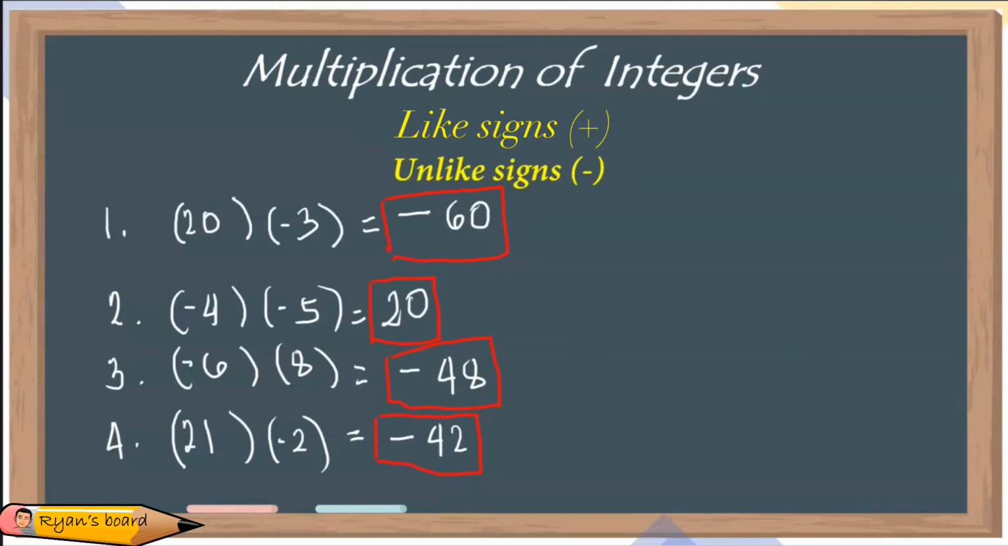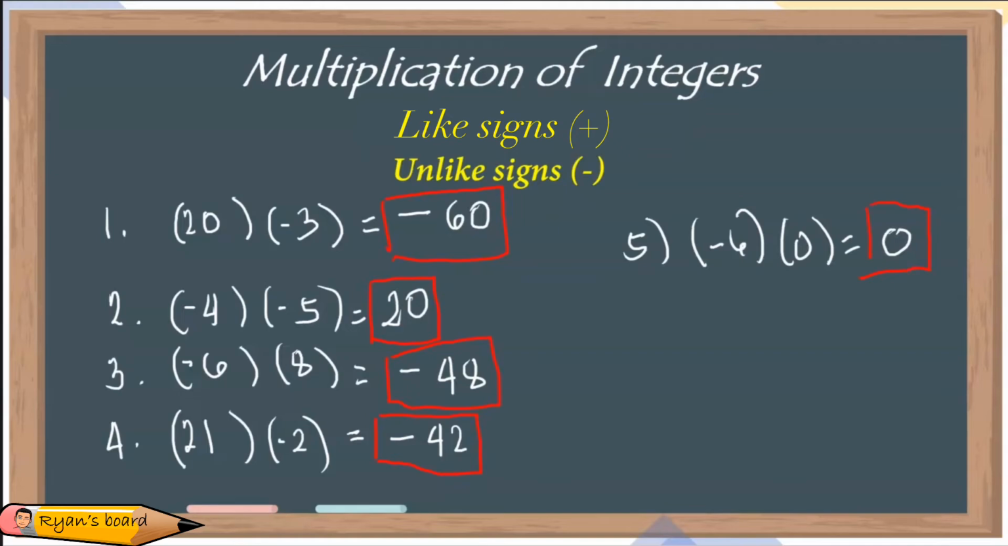Let's have another one. Let's say negative 6 times 0. Okay, so what is 6 times 0? That is 0. Ano ang sign? Ilalagay mo ba ang negative? Hindi. Kasi ang 0 ay hindi positive, hindi rin siya negative. That is a neutral number. So, wala kang ilalagay na positive o wala ka rin ilalagay na negative sa 0. Your answer is just simply 0.